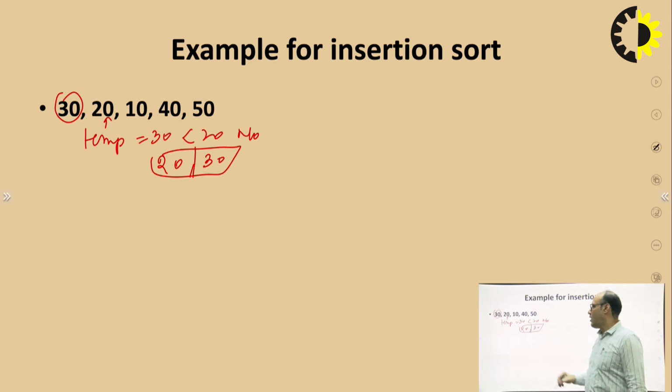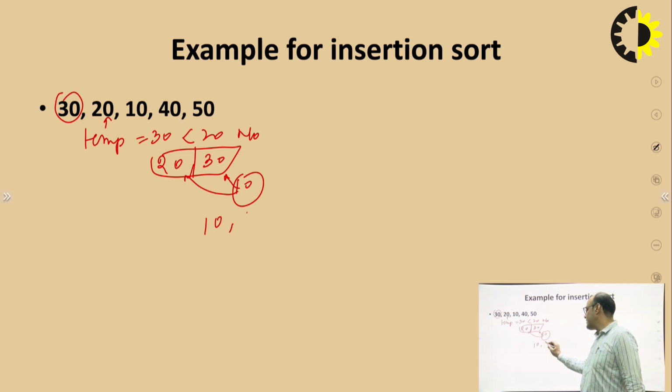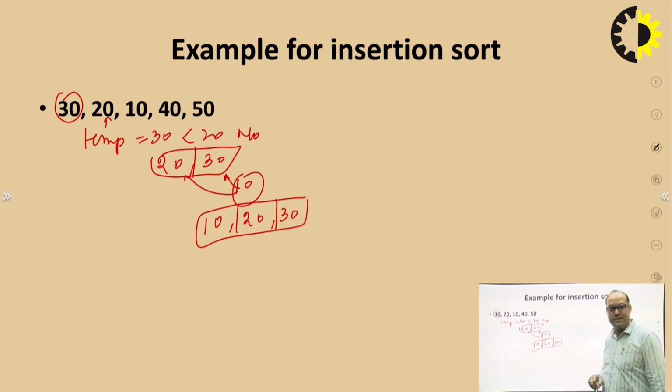Right? Now the card that I have picked is 10. Now 10 will be compared with both of these. After comparing, I have found that 10 is less than both elements. That 10 will be inserted before 20 and 30. Right? Now three elements are there in my hand. Now comes the 40. 40 will be compared.